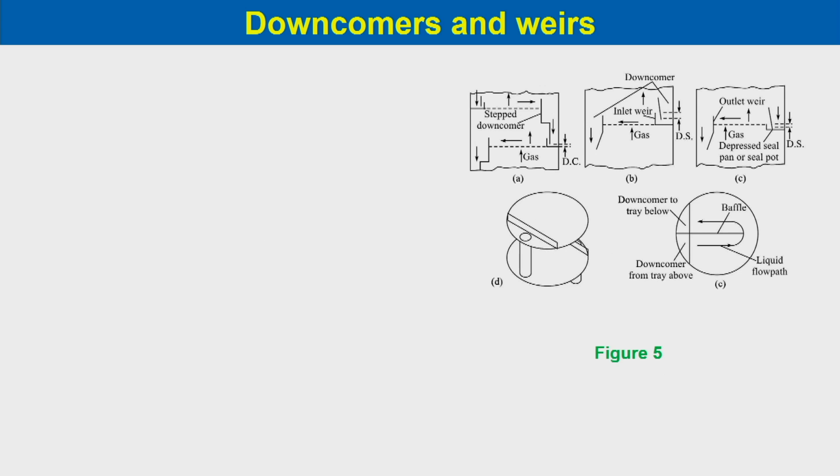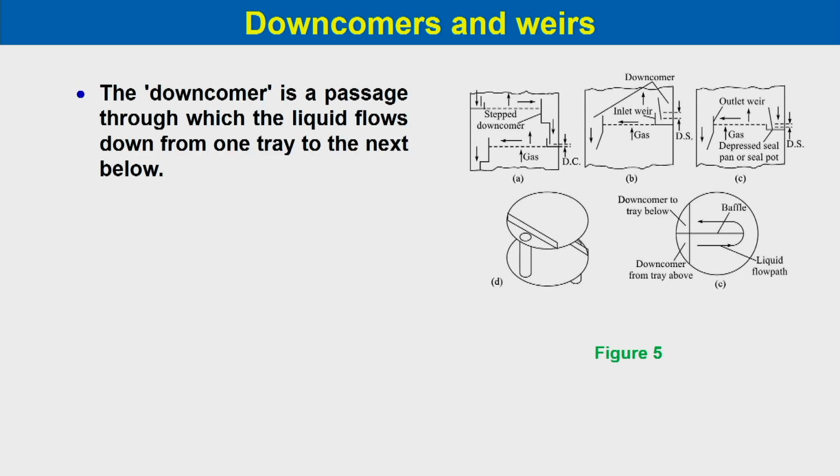Now, we will discuss downcomer and weir. The downcomer is a passage through which the liquid flows down from one tray to the next. So, you can see over here the gas is flowing through it, and suppose this is a tray, perforated tray, and this is the downcomer.